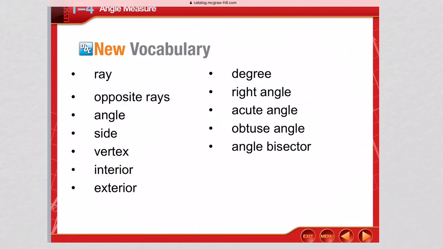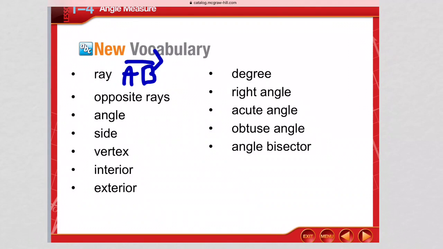Welcome to angle measure. So there's a little bit of vocabulary we need to talk about beforehand. First thing, what is a ray? So a ray we talked about before starts at one point and goes in one direction forever. The way you name a ray is you draw an arrow, and the first letter has to be the point that it starts at, and the second letter is what it goes through. So it starts at A and goes through B.